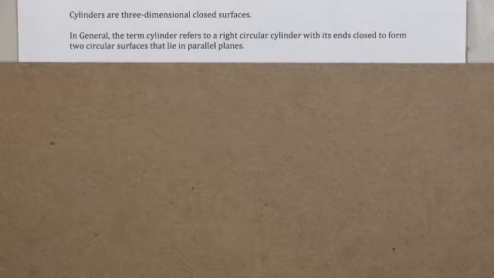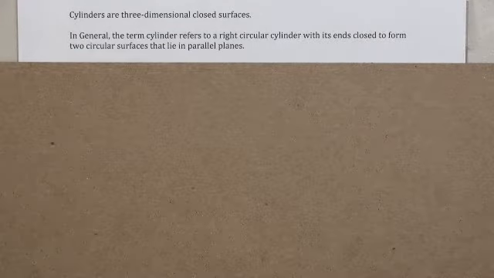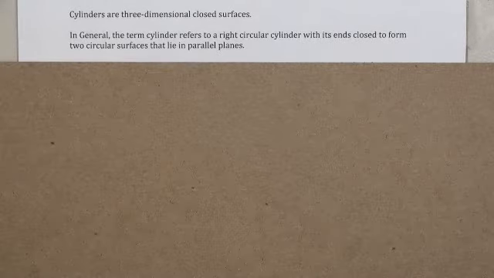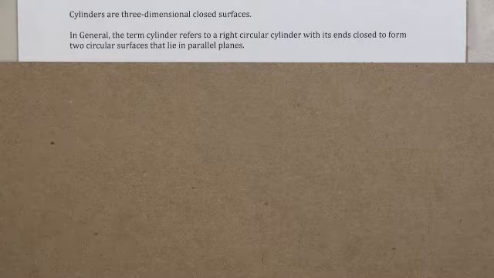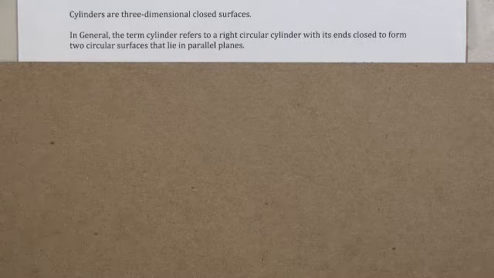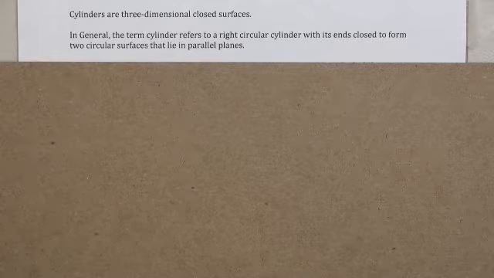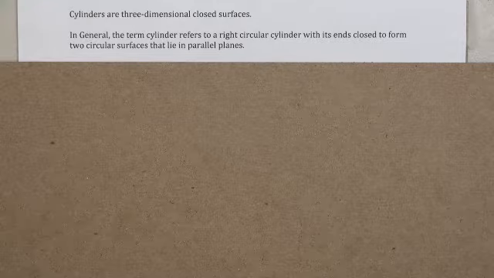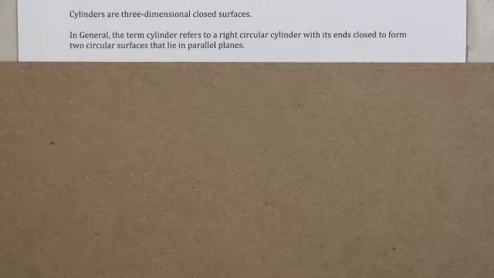Skip a line. The next part of the notes. In general, the term cylinder refers to a right circular cylinder with its ends closed to form two circular surfaces that lie in parallel planes. And we're going to see a picture in a minute of exactly what that looks like.